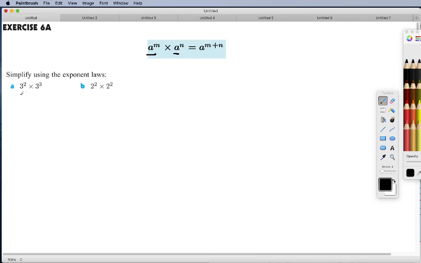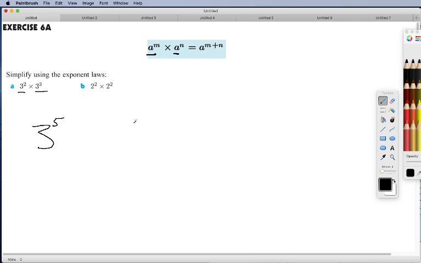So remember, bases can be numbers or bases can be letters, like x squared times x cubed. So you have two possibilities with bases, okay? If I have the same base, 3 squared times 3 cubed, you keep the same base and you add the exponents. So we have 3 to the power of 5. So it's simplify using the exponent laws, and that's what we're going to do.